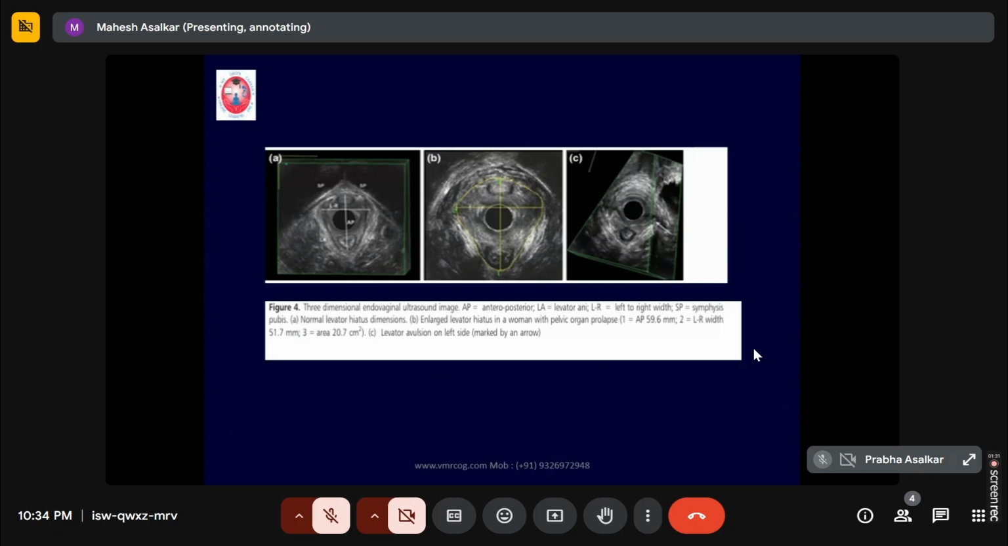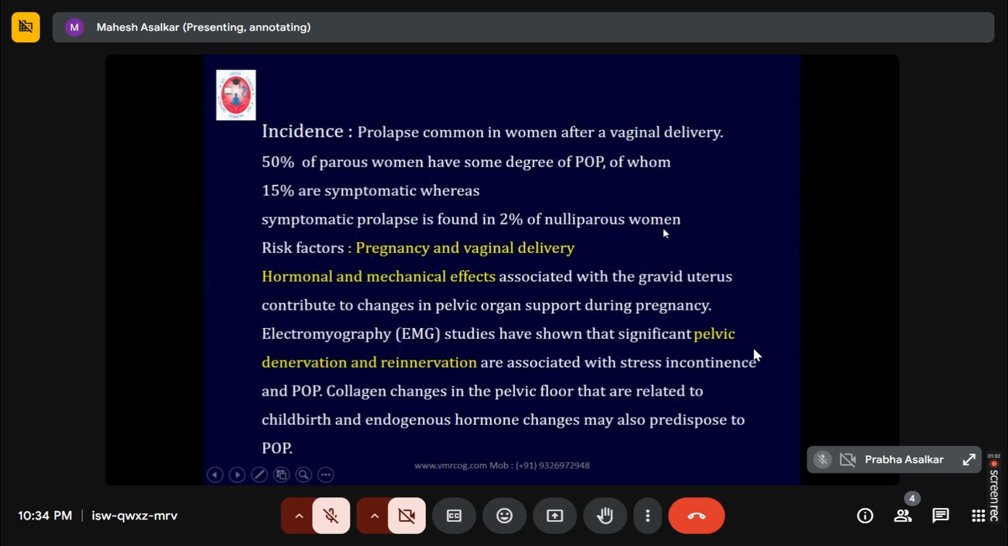Here you can see the three-dimensional endovaginal ultrasound. This is the hiatus, which is normal. Normal levator dimensions, this is the normal. Here you see the enlarged levator hiatus following pelvic organ prolapse. And in this image you see levator avulsion on the left side. So these are the injuries which can happen and can lead to prolapse.